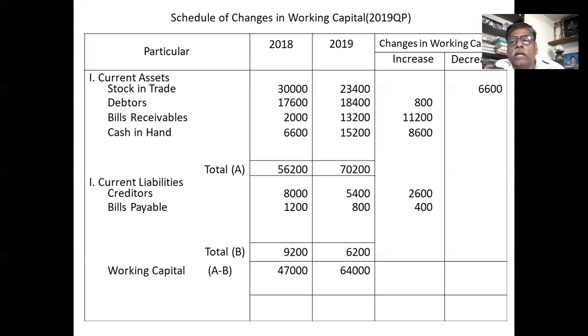Okay, now you take the third column total 23,600, fourth column total 6,600. So increase in working capital you calculate on the basis of difference between first column and second column.